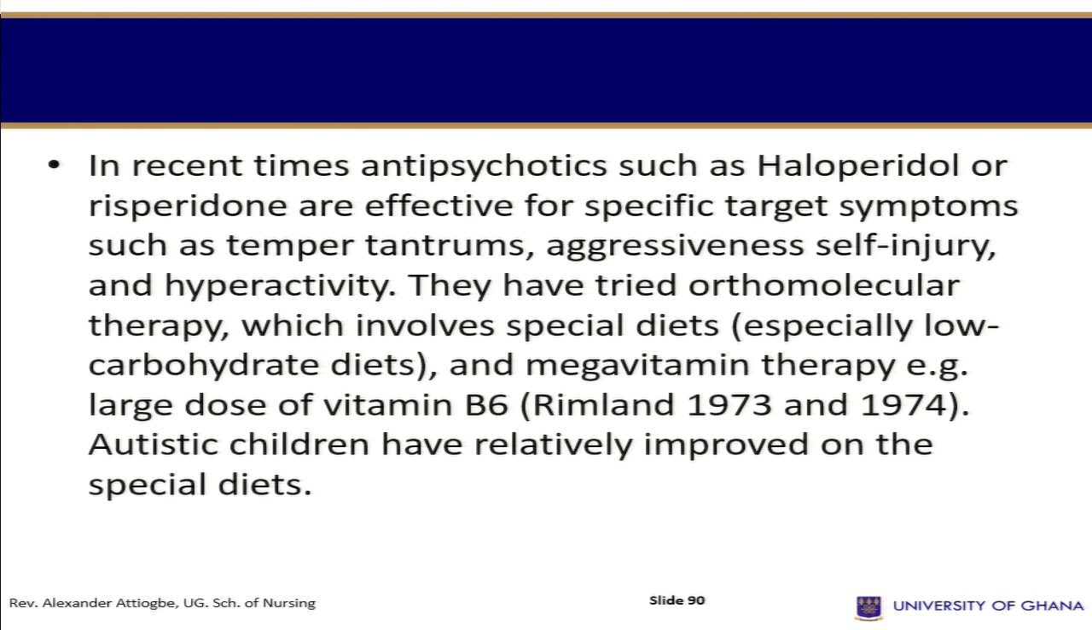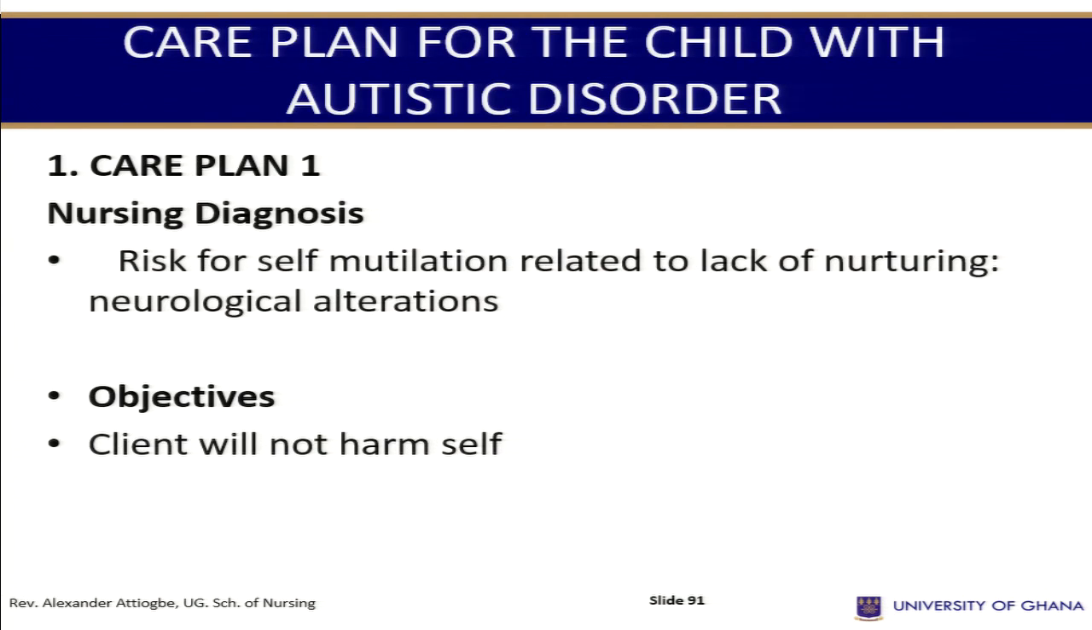In recent times, antipsychotics such as haloperidol or risperidone are effective for specific target symptoms such as temper tantrums, aggressiveness, self-injury, and hyperactivity. They have tried orthomolecular therapy, which involves special diets, especially low carbohydrate diets, and megavitamin therapy, for example, large doses of vitamin B6. Autistic children have relatively improved on special diets.